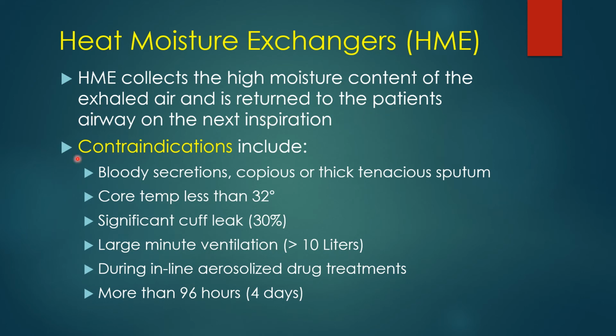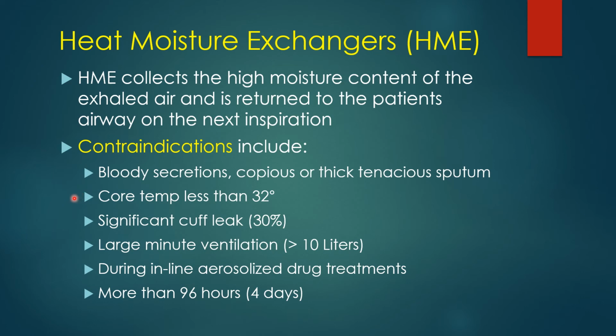There are contraindications, and if you're working at a hospital where they use HMEs, you need to be very aware of these contraindications. If the patient has bloody secretions, copious or thick tenacious sputum, he can cough that into the HME and plug it up, and so he's not being ventilated very well. I've seen that happen. You don't want to use it on a patient whose core temperature is less than 32 degrees. If the patient's hypothermic, we need to try to help warm him up with our humidifier, not maintain a core temperature of 32 degrees.